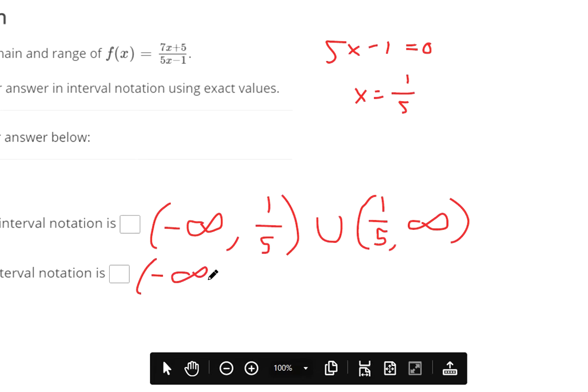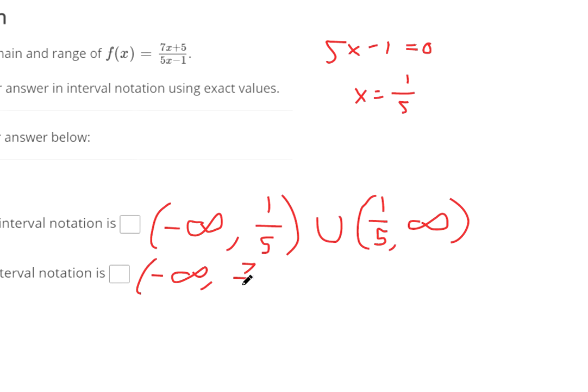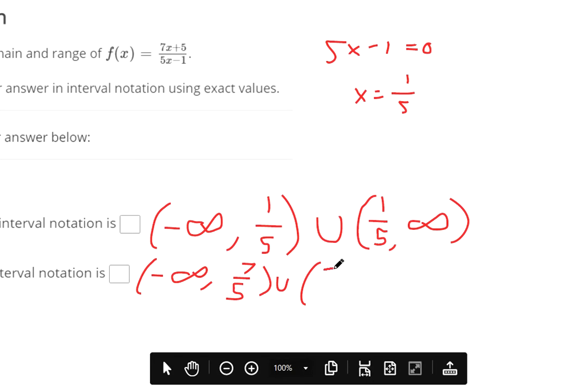We can go all the way back to negative infinity. But when you get to 7/5, same thing. We have to exclude that value. And if you're not sure if you really should be excluding 7/5 or not, remember you're talking about y values. So plug 7/5 in here.